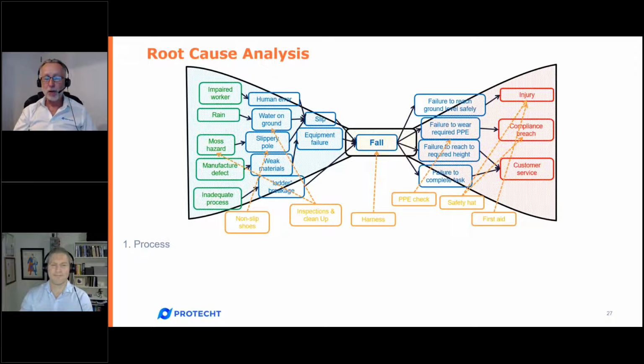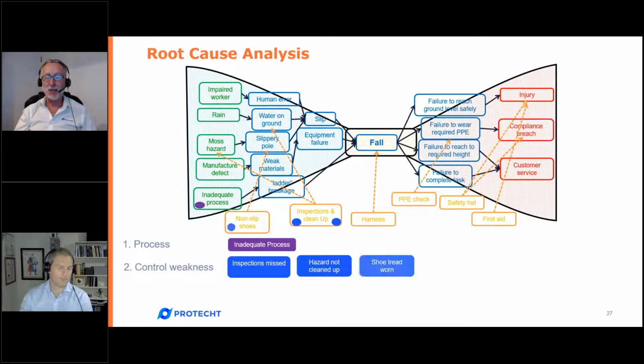The first one is look down the left-hand side and look at your root causes of the bow tie and see if any of them relate to inadequate process. If they do, solution is fix the process. This is process re-engineering as a response. The next issue is have a look at your controls that are actually there and assess if any of them are weak. Control weaknesses: inspections missed, hazards not cleaned up, shoe tread worn, and the PPE check was missed. We would therefore remediate the controls.